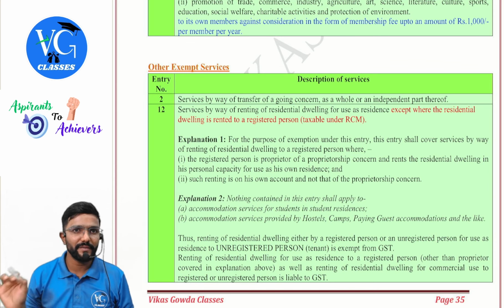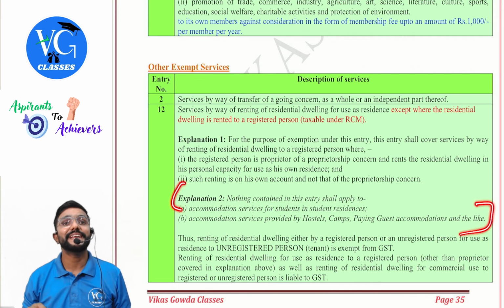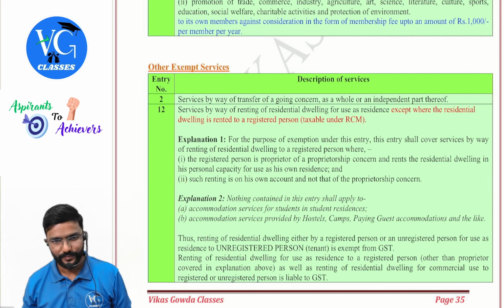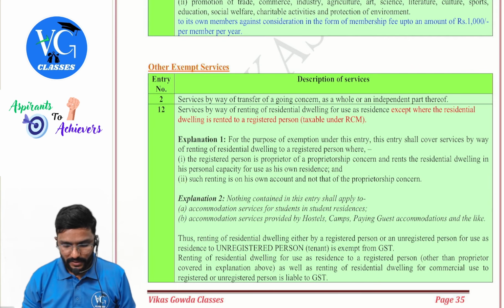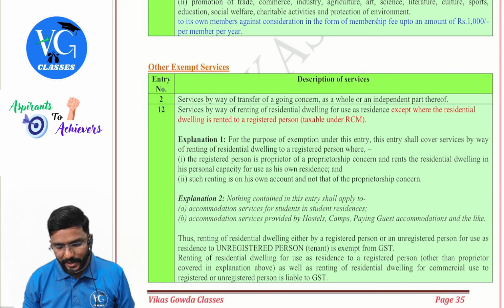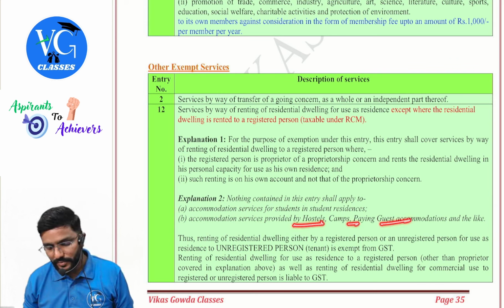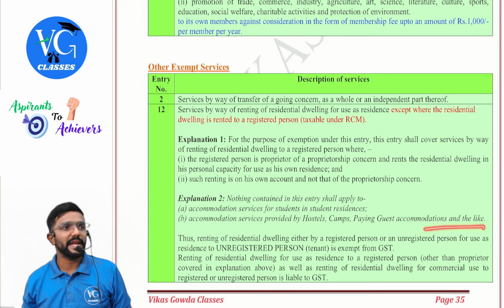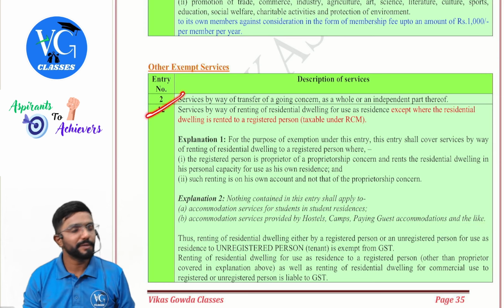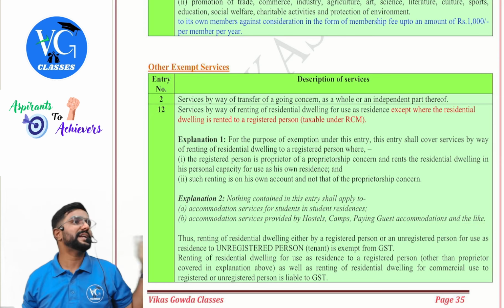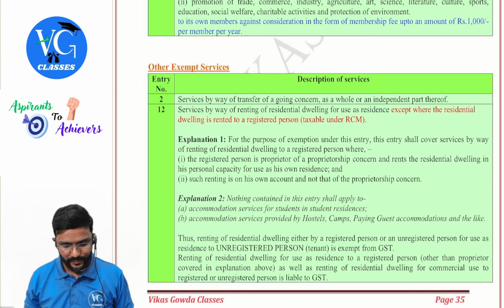But amendments everywhere, both in my direct tax as well as indirect tax, guys, I would have highlighted in italics. Okay. Next, accommodation services provided by the hostel, camps, paying guest, that is PG, and the like. Is it exempt as per entry 12? No. But they have added a separate entry for it, 12 here. We will see it.